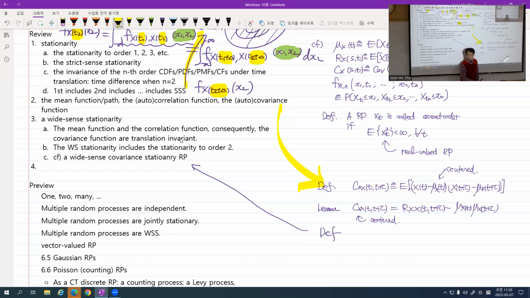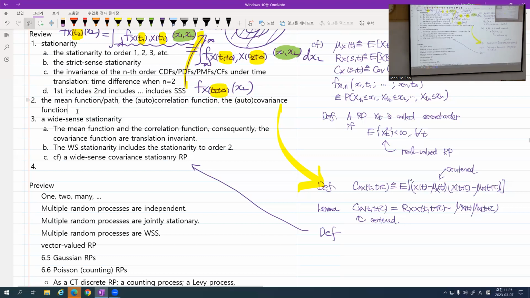Got it? So this simple definition gives us another lemma or consequence. What is that? Autocovariance function equals autocorrelation function minus the product of mean paths. Got it?